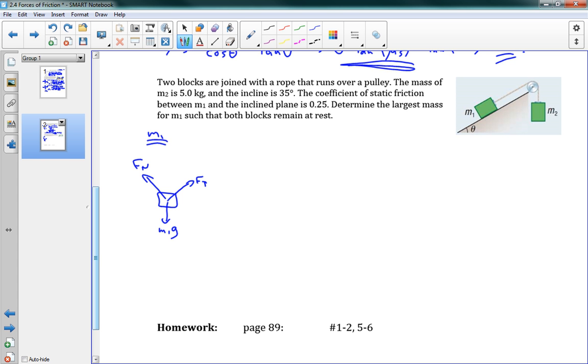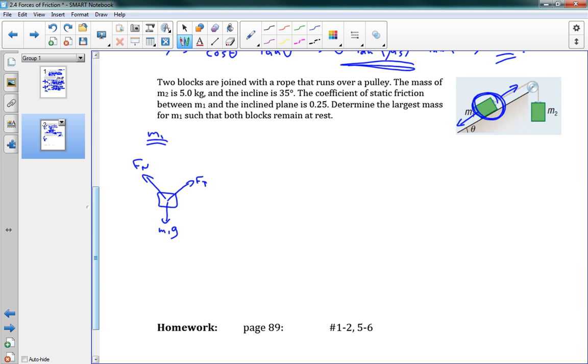And what else? We have static friction somewhere. And so the static friction could be acting down this way or it could be acting up this way. Now we're saying the largest mass for M1 so that they both remain at rest. So what we're saying is I'm making M1 larger and larger, heavier and heavier, so that it's almost about to start sliding down this way, but it's not. And so that means my static friction is going to be going in the opposite direction from the way that it wants to move.